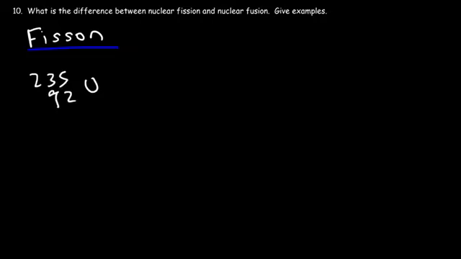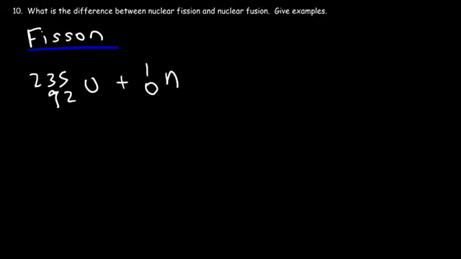Number 10. What is the difference between nuclear fission and nuclear fusion? And feel free to give some examples. So let's start with fission. Fission is the process where we take a heavy element and break it up into two lighter elements. So a good example is uranium-235, which is bombarded with a nitrogen. I mean, not a nitrogen atom, but a neutron.